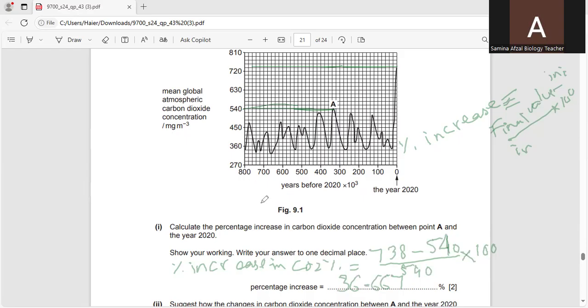First of all, the final value minus initial value, and then divide by the initial value and multiply by 100. Because we have to find out between A and 2020, we will take this as the initial value, and this value will be the final value, because we have to find out between these two points A and 2020. So in this way, we will use these values in this formula, and then we are able to calculate the answer, which is 36.667.